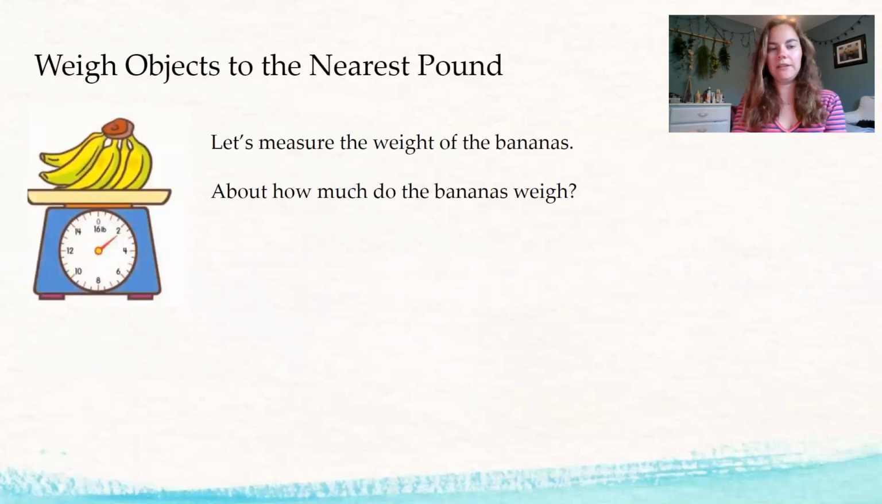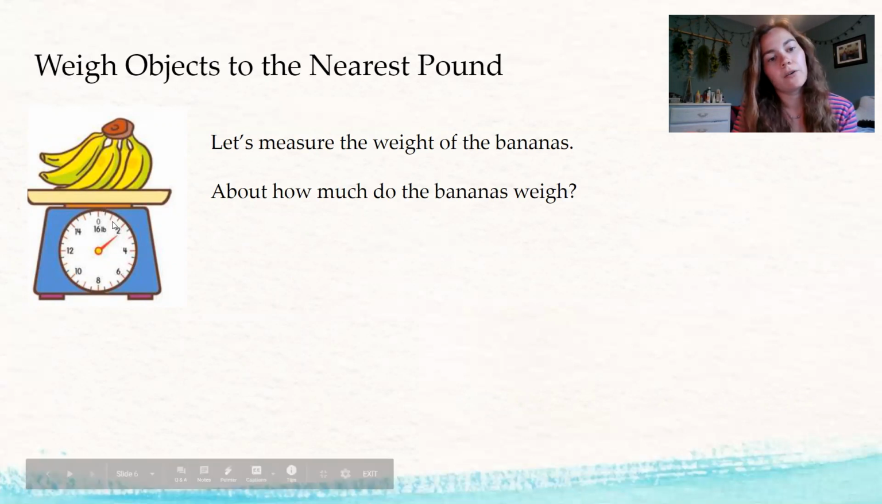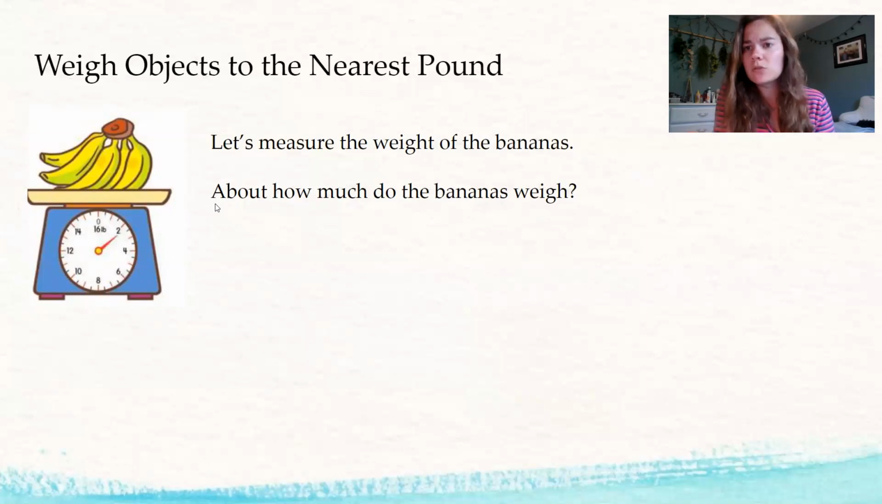So weighing objects to the nearest pound, let's look at the bananas. So it's not at 0, it's not at 1, it's pretty close to the 2, and here's the 3. So is it closer to the 2 or to the 3? It's closer to the 2. So because it is closer to the 2, I'm going to say that these bananas are about 2 pounds. And remember, when we're saying about, we're not saying it's exactly 2 pounds, we're saying it's close to 2 pounds. So whenever we say about or estimate, we're saying that it's close to this. It's not exactly 2 pounds.